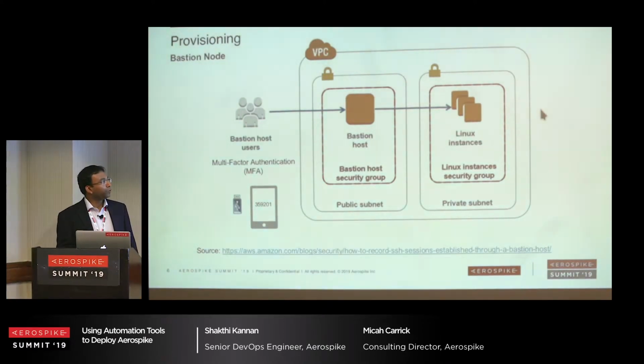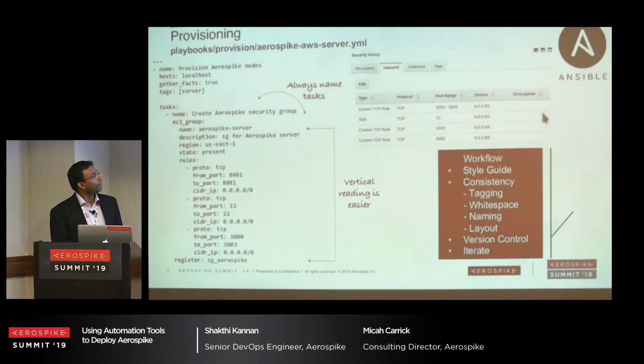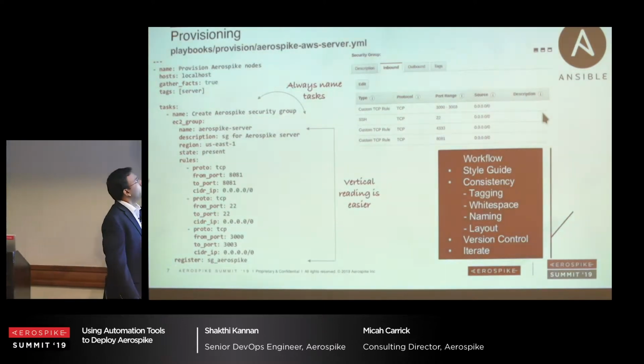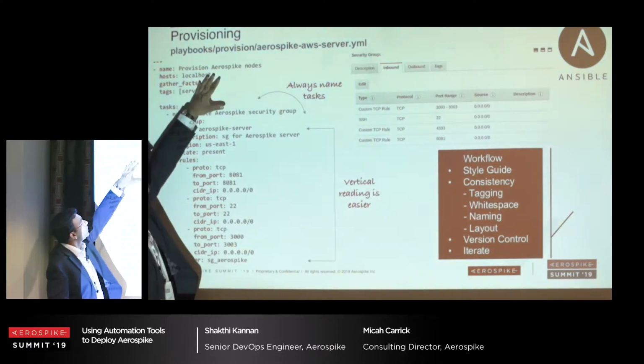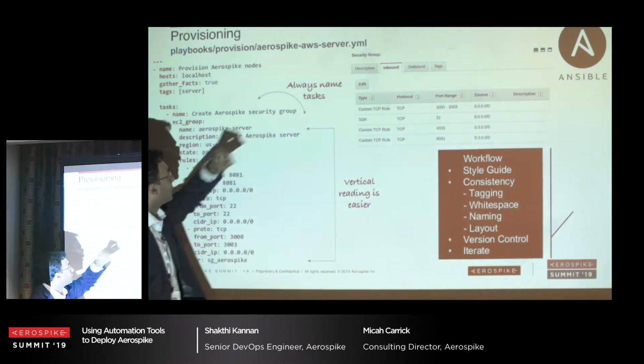Again, this is a push-based setup. Right, so let's go over this example. Here we have, under playbooks, under the provision folder, a playbook that provisions an Aerospike server in AWS.